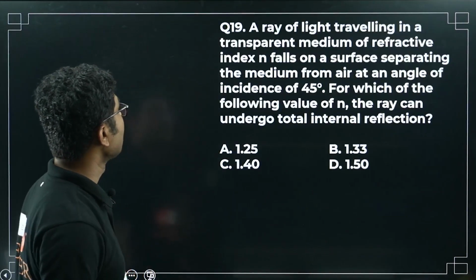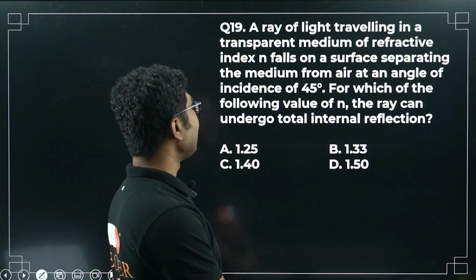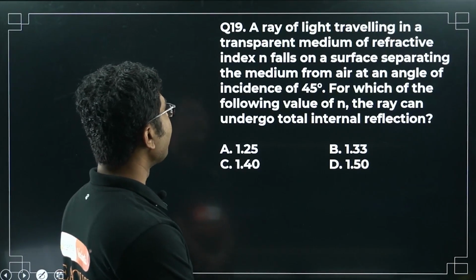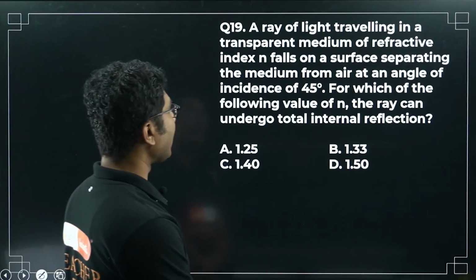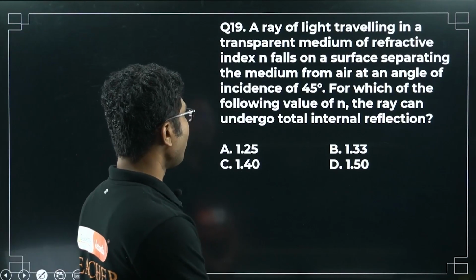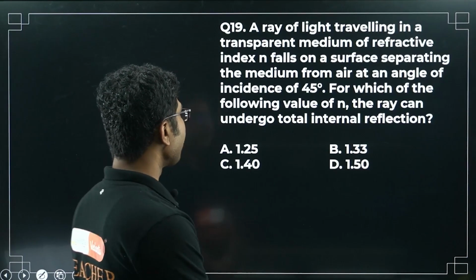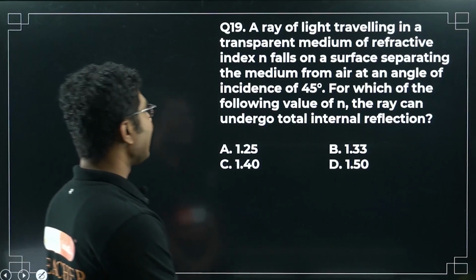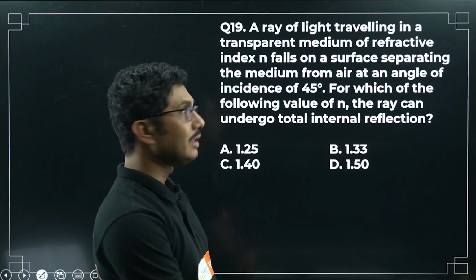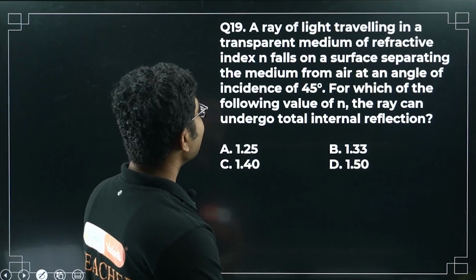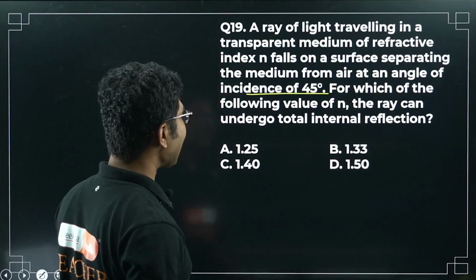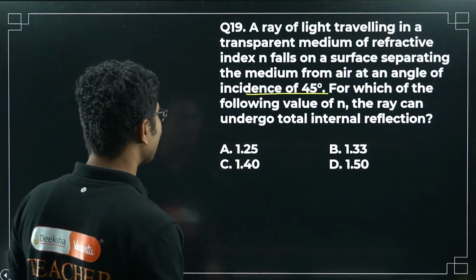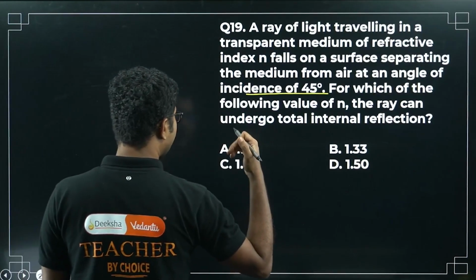Next question. A ray of light traveling in a transparent medium of refractive index n falls on a surface separating the medium from the air at an angle of incidence of 45 degrees. For which of the following values of n can the ray undergo total internal reflection? So they have said that the angle of incidence is 45 degrees, and they ask for which value there is a possibility of total internal reflection.